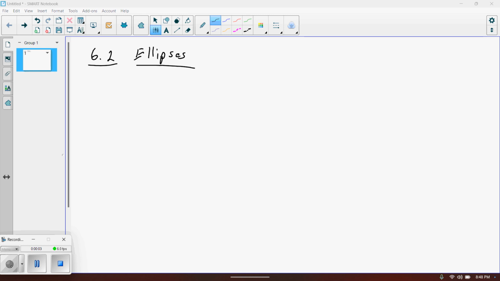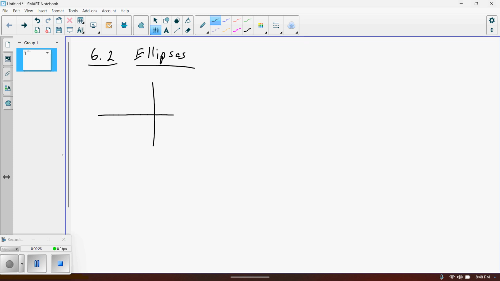All right, so this is Math 146, Unit 6.2, ellipses. The easiest way to think about an ellipse is that most people think of it as a stretched circle. In reality, a circle is a special kind of ellipse where there is no stretch, but that's the way most people are going to think about it.